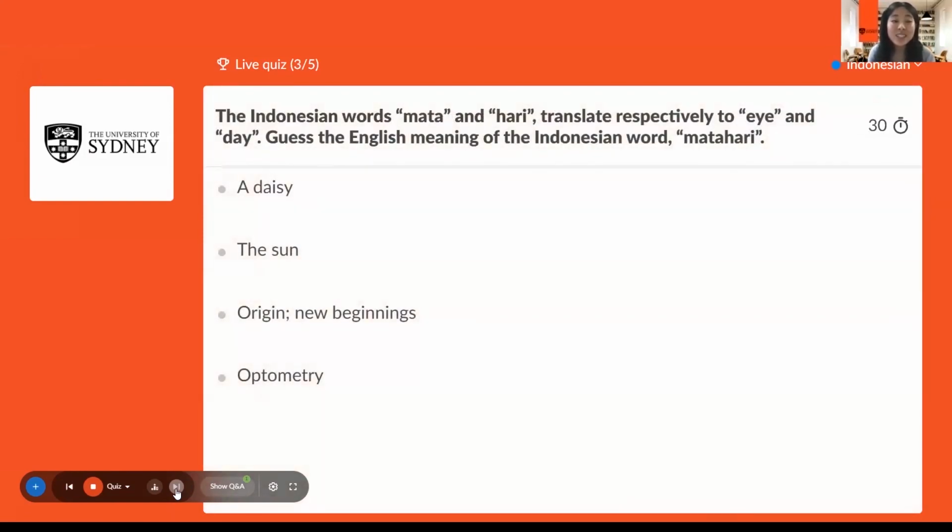So the Indonesian words mata and hari translate respectively to eye and day. Can you guess the English meaning of the Indonesian word matahari? Is it A, a daisy, B, the sun, C, origin or new beginnings, or is it D, optometry?